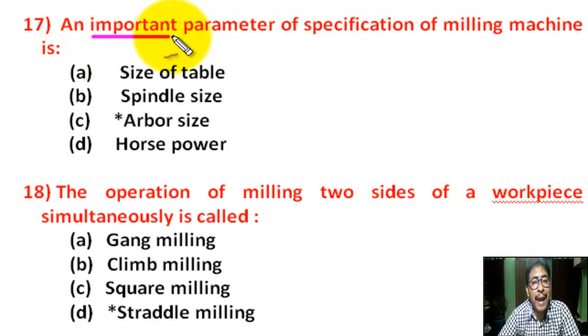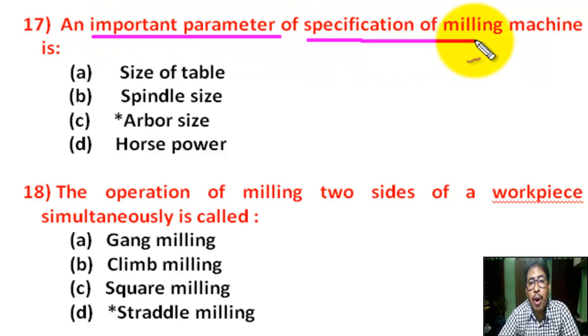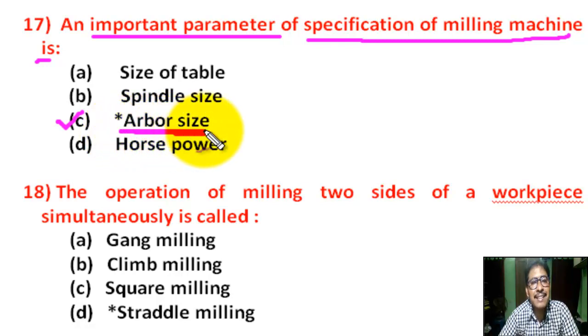Question number 17. An important parameter of specification of milling machine is. There are 4 options. Correct answer is C. Arbor size. Arbor size is an important parameter of specification of milling machine.